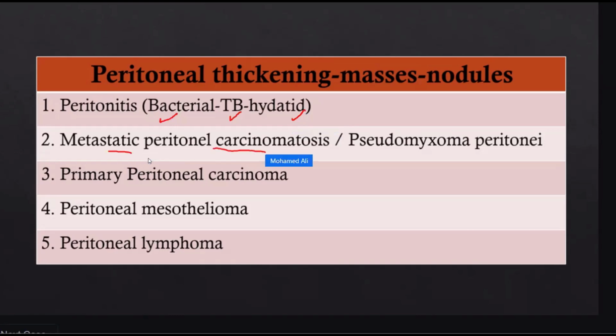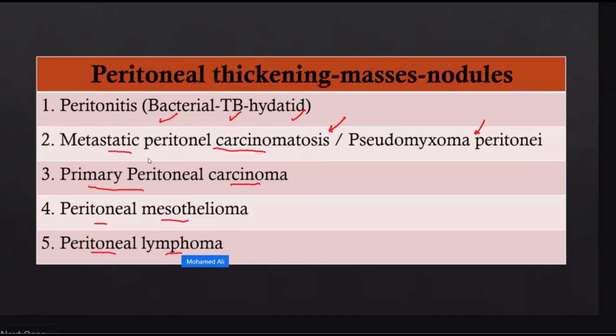The key point is that you should search for any primary tumor. Pseudomyxoma peritonei: search for any appendicular masses or colonic masses. We have also primary peritoneal carcinoma, which needs pathological correlation. Peritoneal mesothelioma, we have two key points: either you find pleural mesothelioma or pleural calcifications.